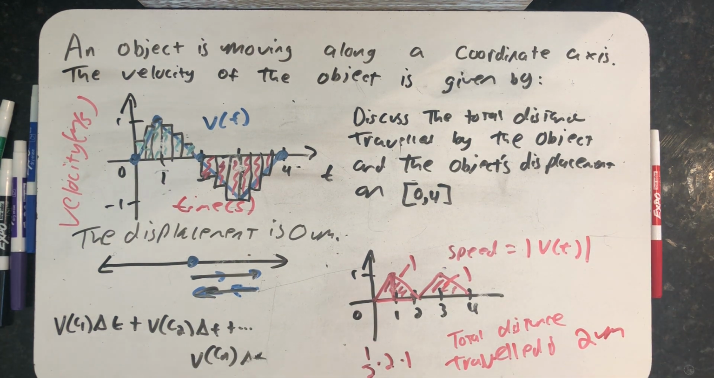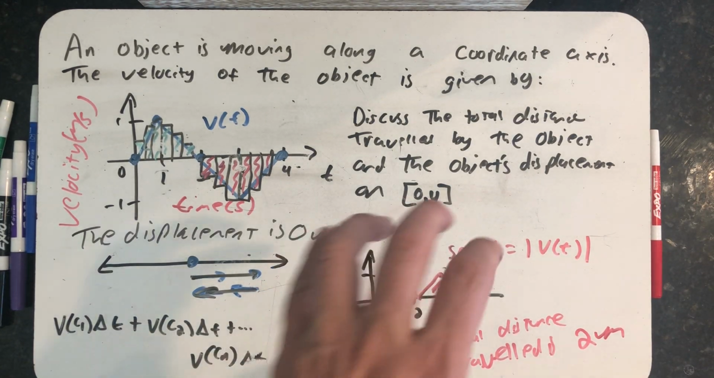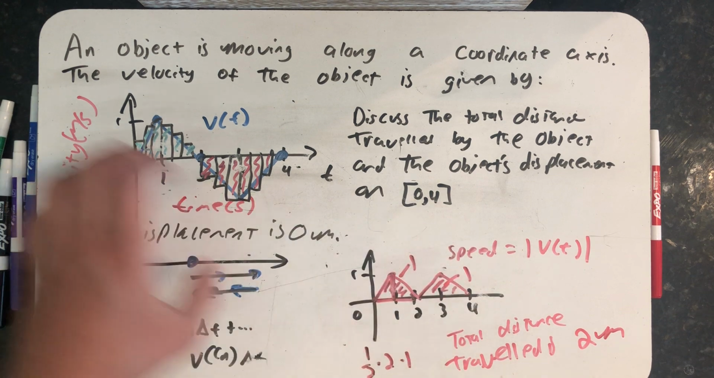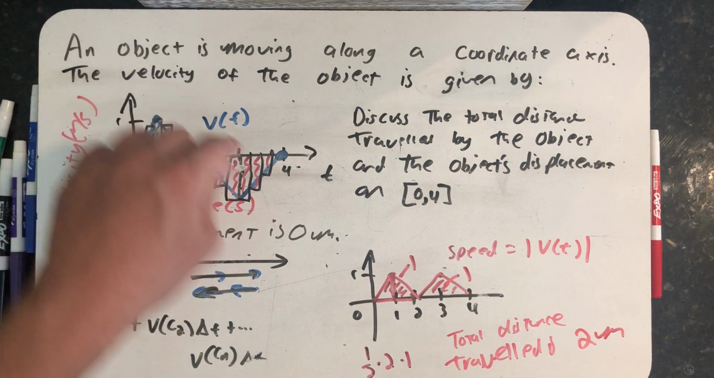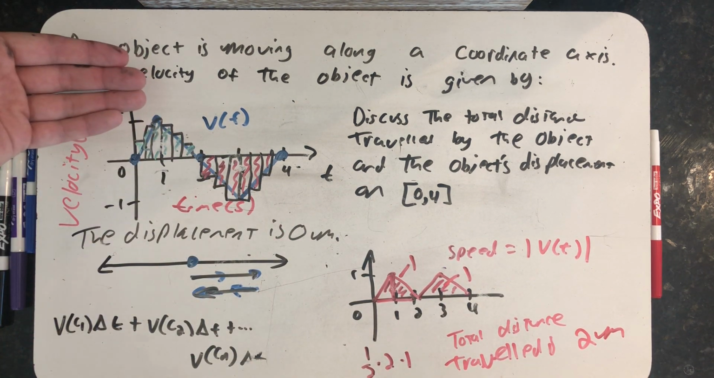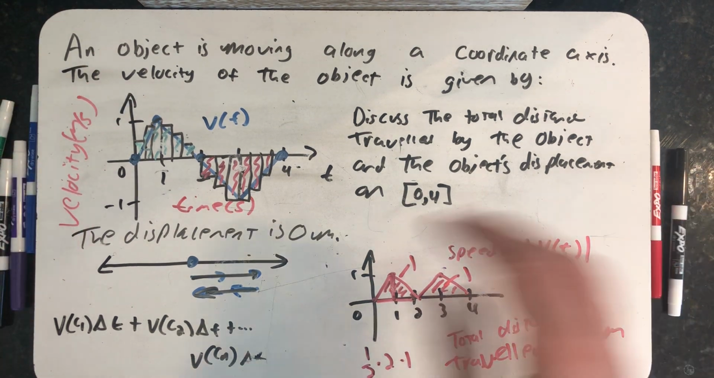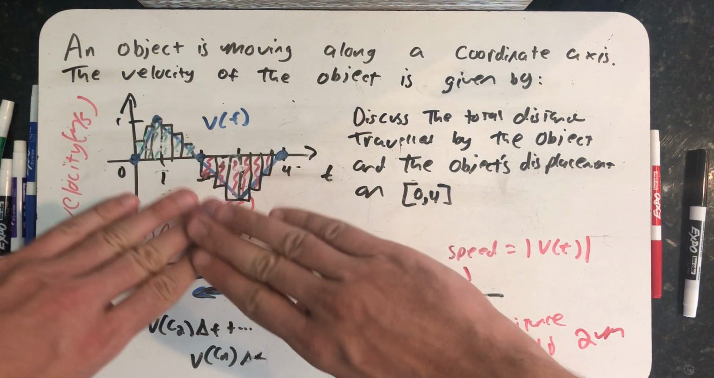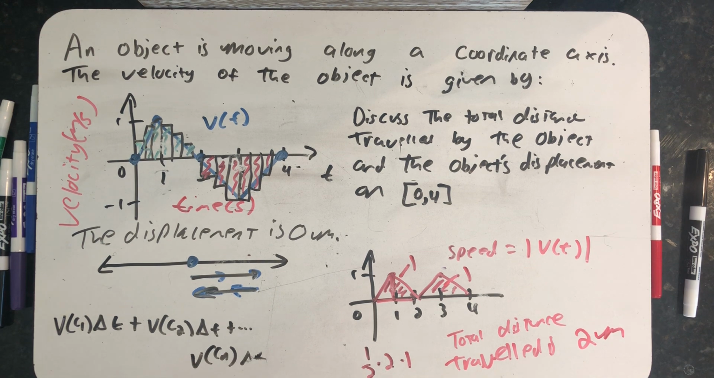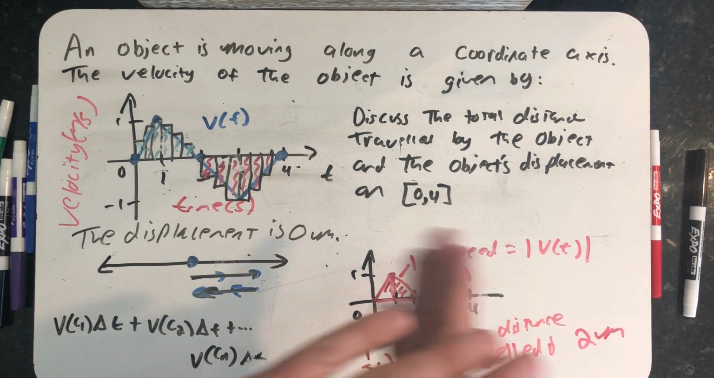All right, that's the difference between displacement and total distance traveled. For total distance traveled, we're looking at speed. For displacement, we actually get a net area. Any bit above the graph is positive because that would be moving to the right, and any bit below the x-axis would be negative because that's moving to the left.